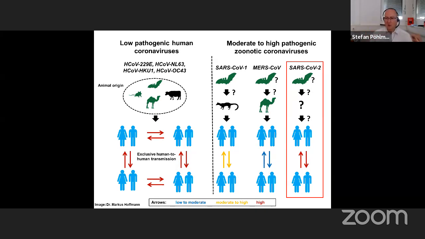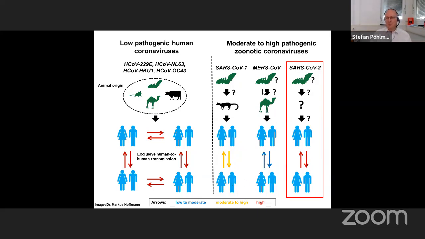However, as you all know, this has changed dramatically during the last decades, because it was realized the hard way that some of those animal coronaviruses can be zoonotically transmitted to humans, and this has dramatic consequences. This was first noted in 2002 when the SARS coronavirus, or SARS coronavirus 1, jumped from animals, likely civet cats, to humans and caused the SARS epidemic.